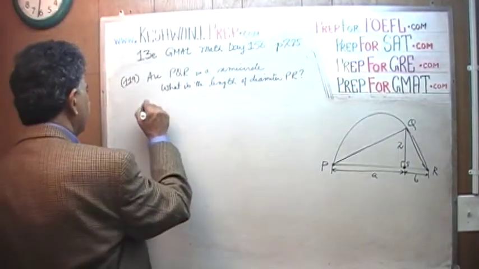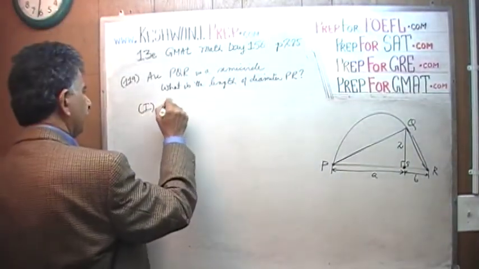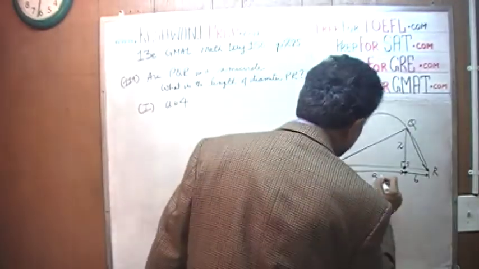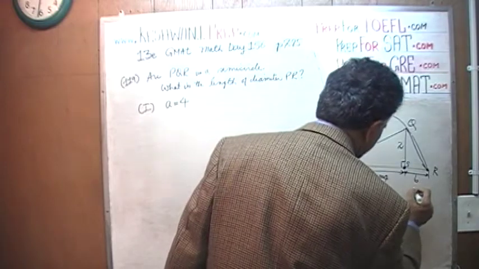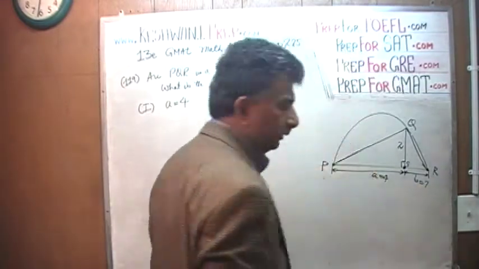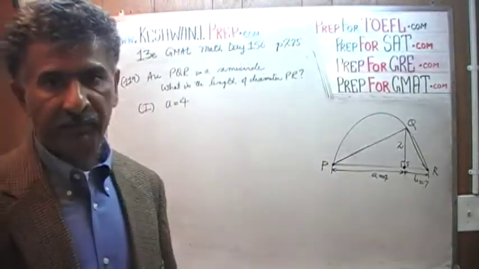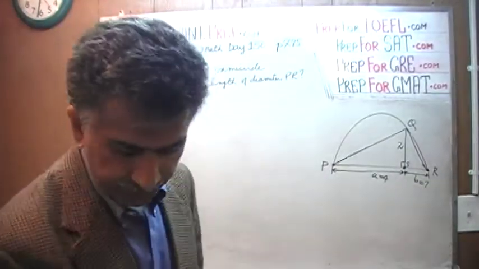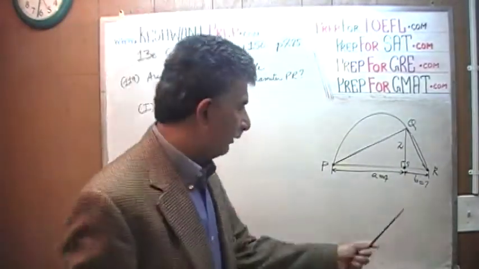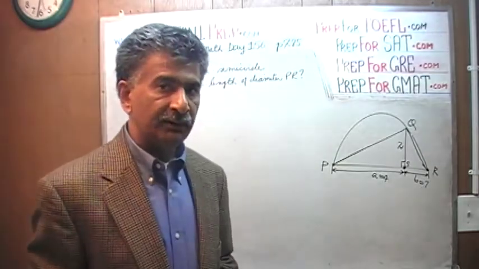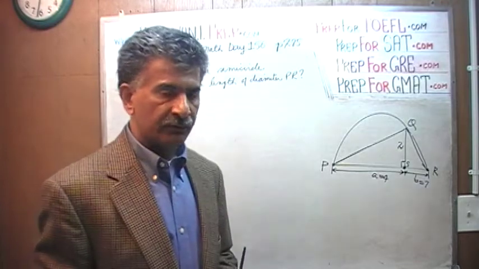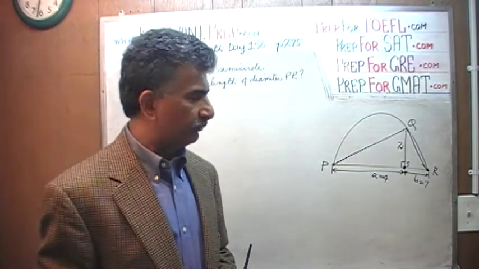In the first statement they tell us that A equals 4. Alright, fine. Now if we can somehow figure out what B equals, we are home free because A plus B is the diameter. Somehow, some way, we have to figure out B. In order to figure out the value of B, we're going to have to deal with 3 different triangles. Let's go through all of these 3 triangles one by one so that we understand what's going on here.